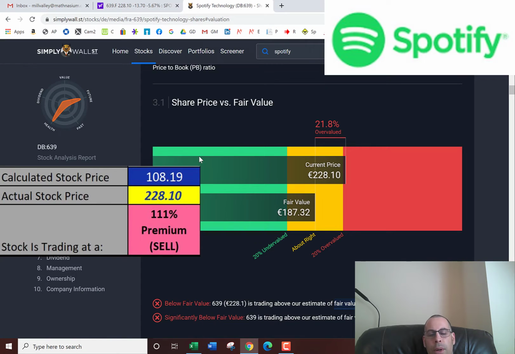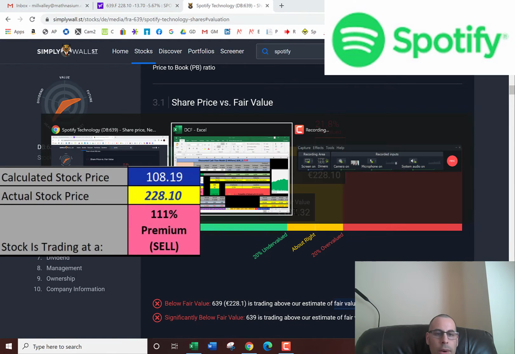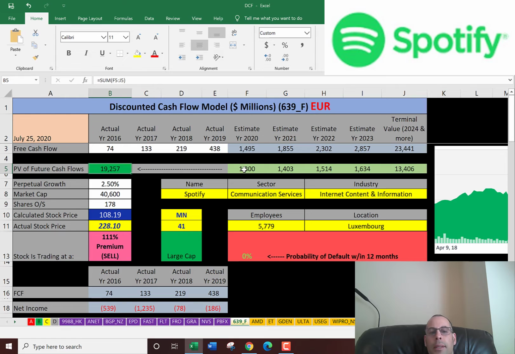Let's see what Simply Wall Street values the company at. They're at 187 a share, so they're a little higher. So I used a really conservative model and assumed more of a growth rate than their financials indicate. And they're still well below what they're trading at. This is one of those situations where the market just sees the future of this company as being so strong that they're willing to pay a big premium for the stock.